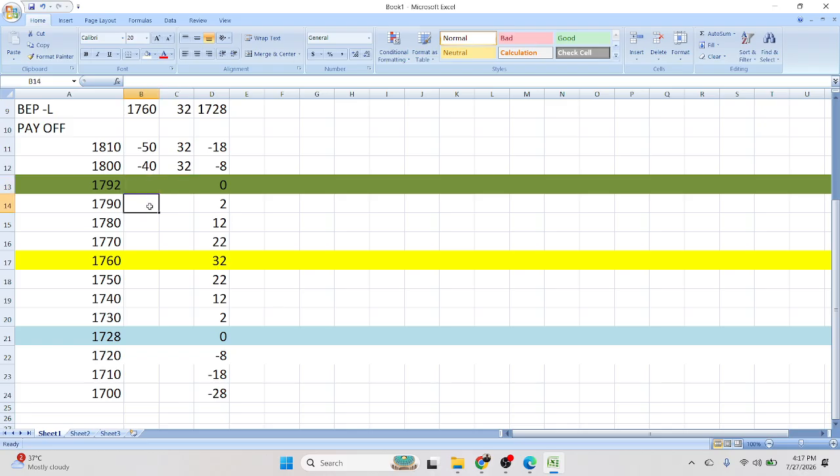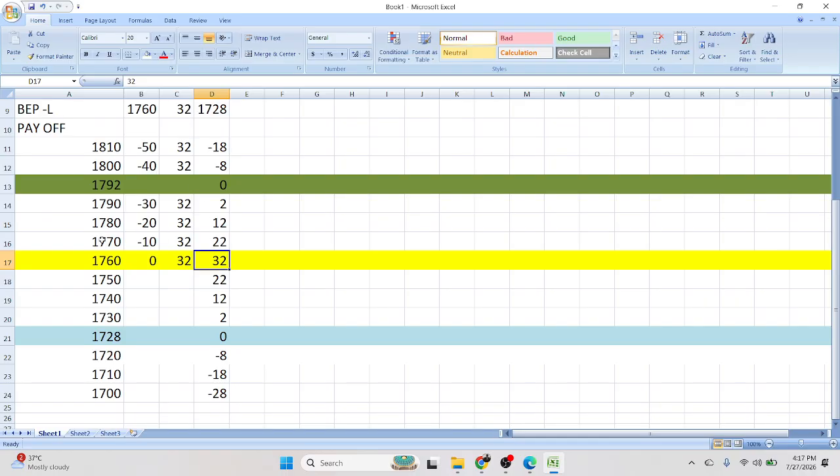Here 30. Yeah, 30 also there would be the loss of 30 points, but we have received the premium of 32 points, so there would be a profit of 2 points. Here would be the loss of 20 points, but we have received the premium of 32 points. That's why that will be the profit. So at this strike price, you will get the maximum profit of 32 points, which is the total premium we have received.